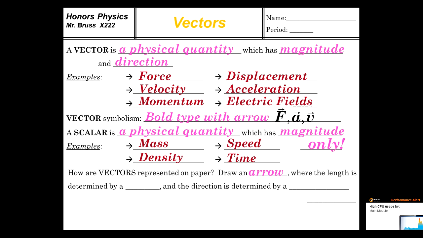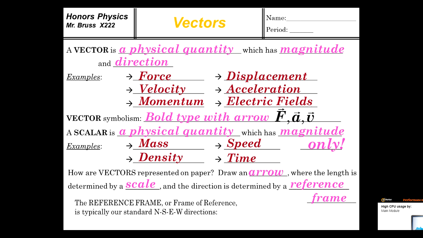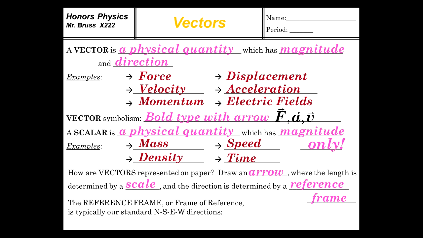How are vectors represented on paper? You just draw an arrow, but the length of that arrow is determined by a scale, and the direction by a reference frame. There's a reference frame associated with the direction. A typical reference frame would be north, south, east, west. Kind of like this. North up, south down, east to the right, west to the left. That's typical. Doesn't have to be. You can specify it any way you want. Once you specify the reference frame, then simply be true to that reference frame. Do not deviate from it. Be consistent with it.